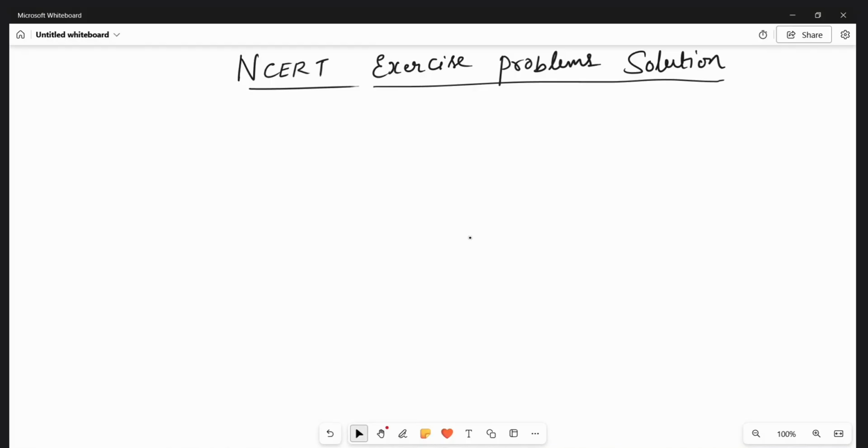Page number 14 in your textbook. Okay. The first question: which of the following statements about the reaction below are incorrect?